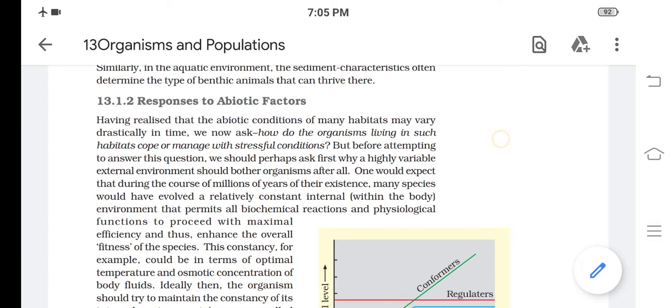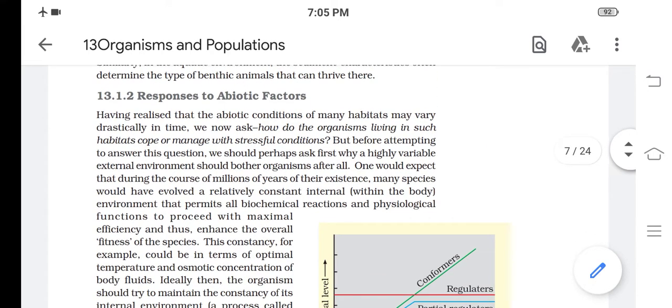We are learning biology, chapter number 13, organisms and populations. Today we are going to learn about a very important topic, and the name of the topic will be responses to the abiotic factors. Okay, see the title. In the title two words are there. The first one is response and the second one is abiotic factors.